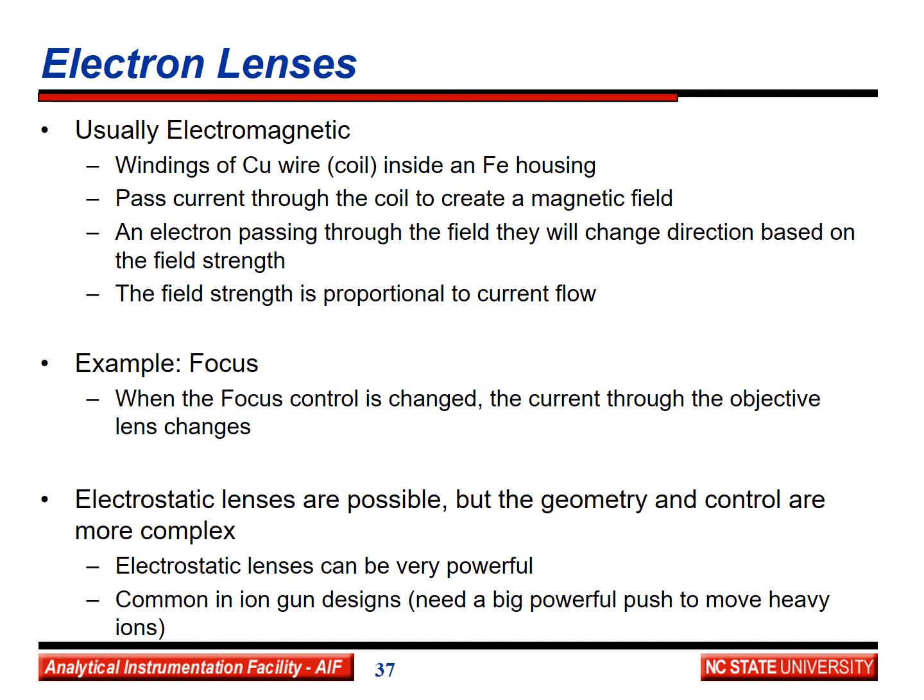An example of a lens is focus. When the focus control is changed, the current through the objective lens changes. It is possible to make electrostatic lenses, but the geometry and control are much more complex. Electrostatic lenses can be very powerful. They're typically used in focused ion beam systems because it's easier to make a high-strength electrostatic lens than an electromagnetic lens. They're not that common in SEMs, although they are becoming more common with immersion lenses.